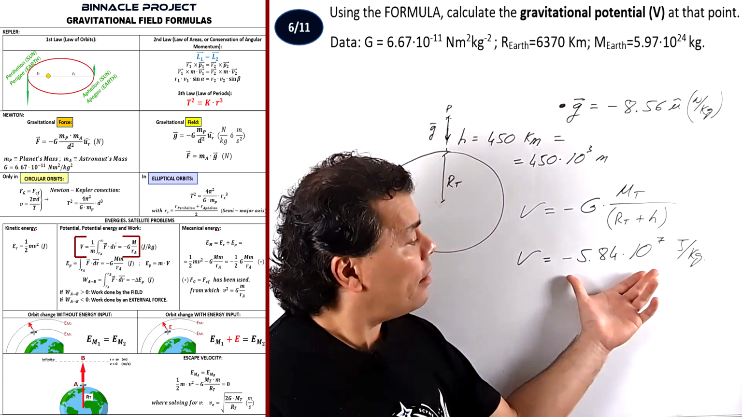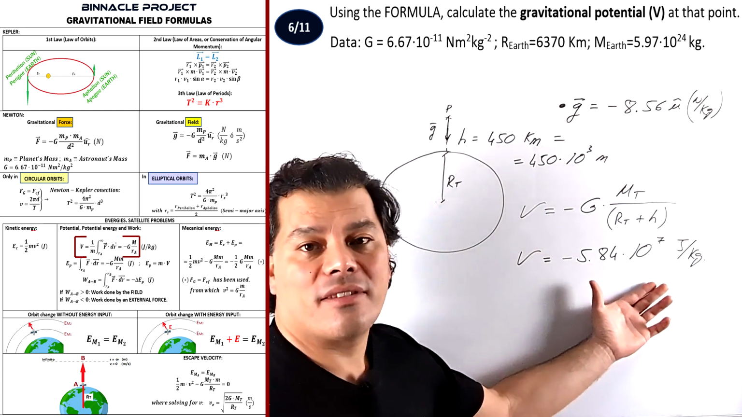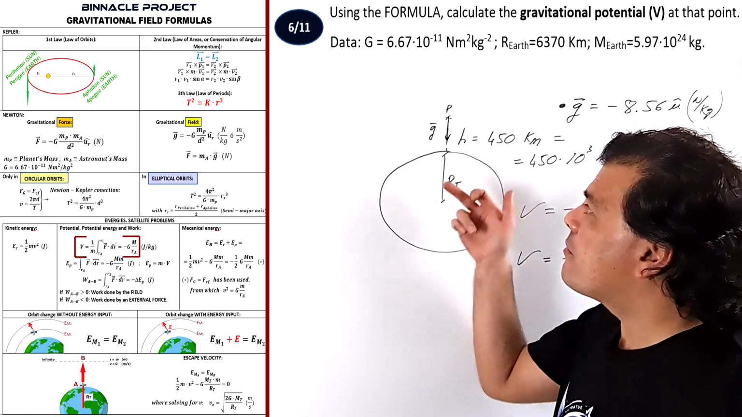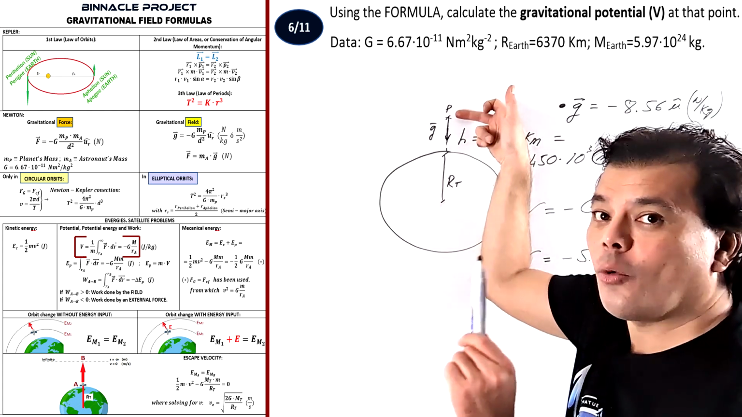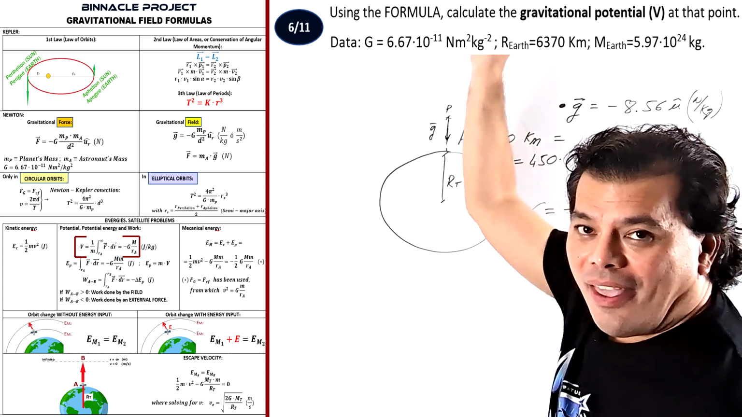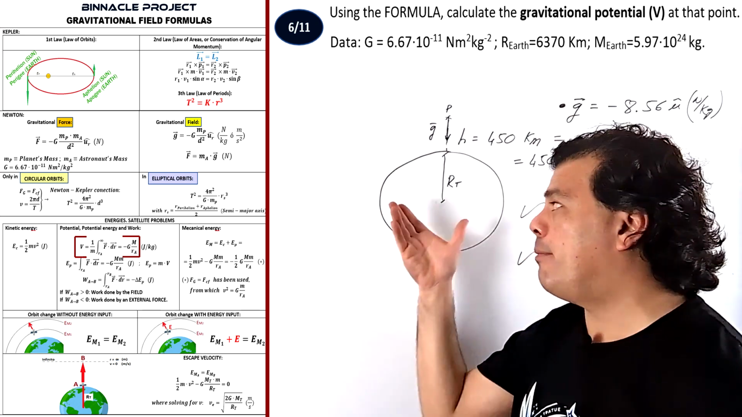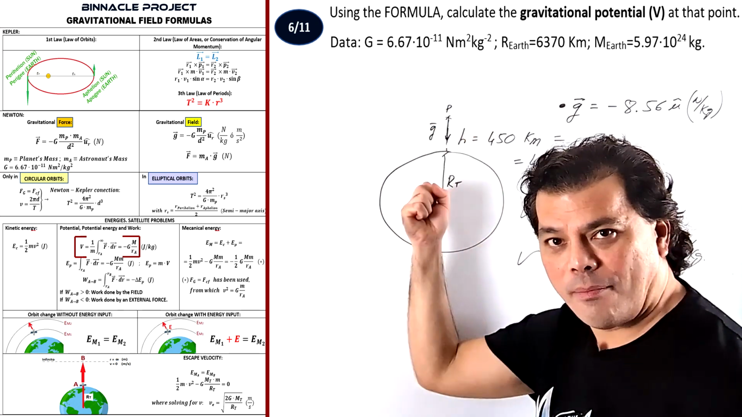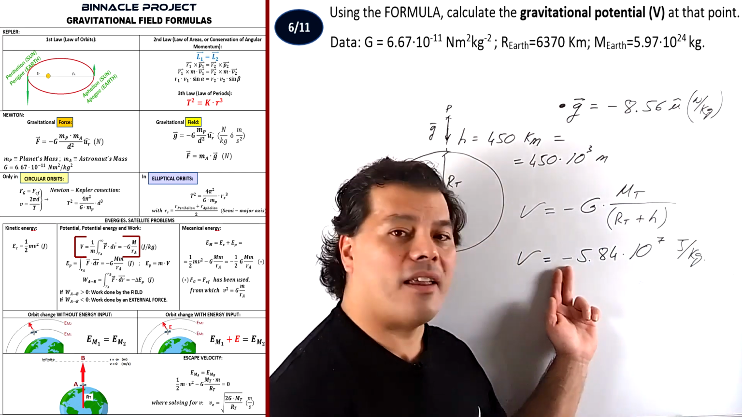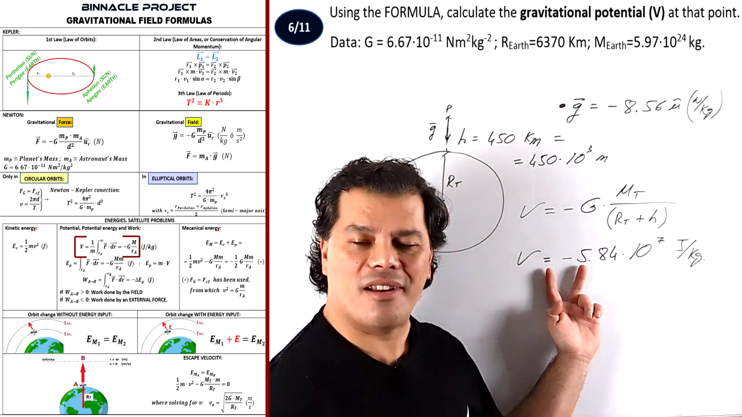So now let's use our calculator. Hope you've obtained negative 5.84 times 10 to the 7. And let me tell you, what does it mean? This is the work done by our planet to move a 1 kilogram mass from point P to the infinity. And as this is a work that must be done by you, not by the planet, because the planet wants to attract the mass, that's why it's negative. Okay? So don't forget the definition of gravitational potential.